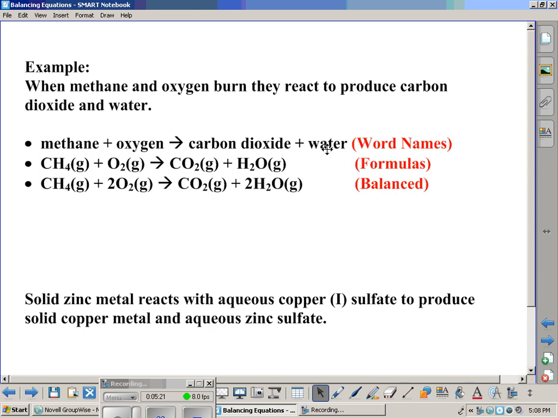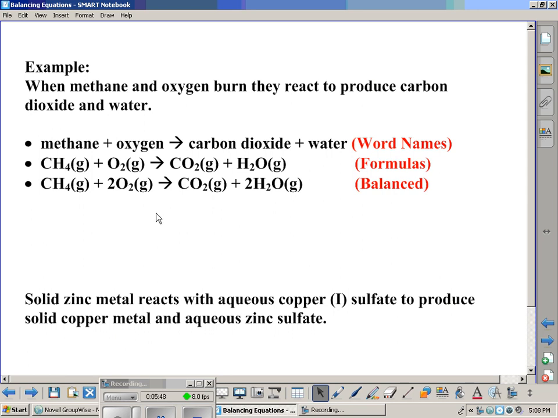There's your word names. Next, and in this particular word problem, like I said, there's not a lot of fluff, so if you find it easier, feel free to skip this word name step and launch right into changing methane to its chemical formula of CH4, oxygen to O2, carbon dioxide to CO2, and water, as you know, to H2O.